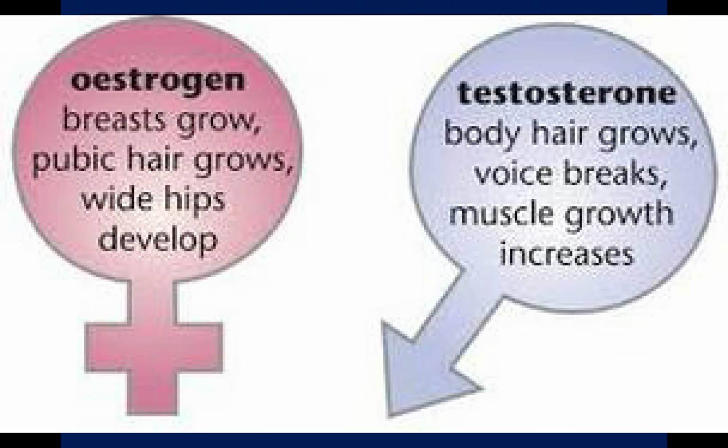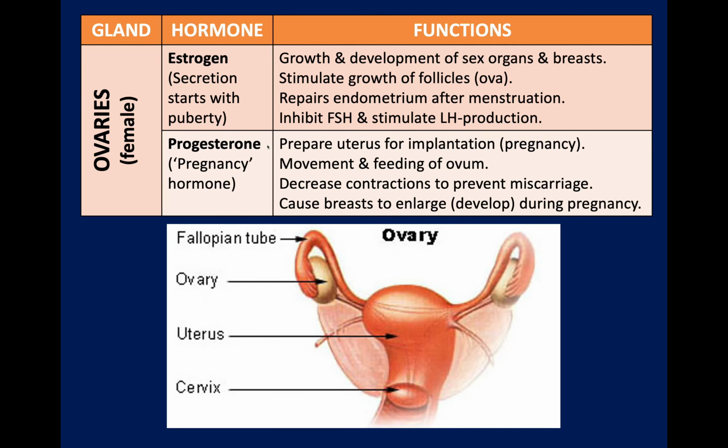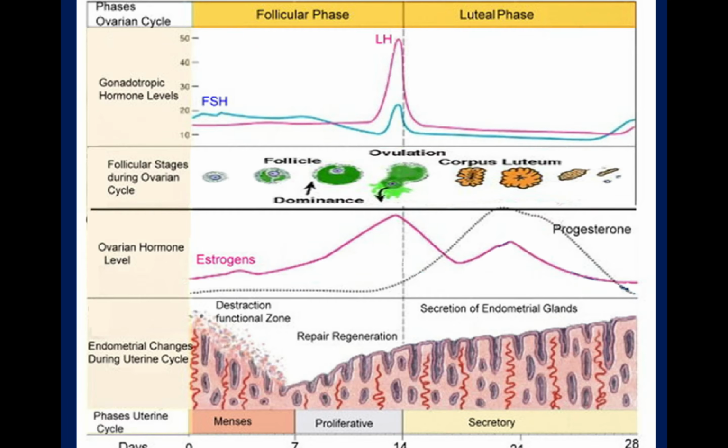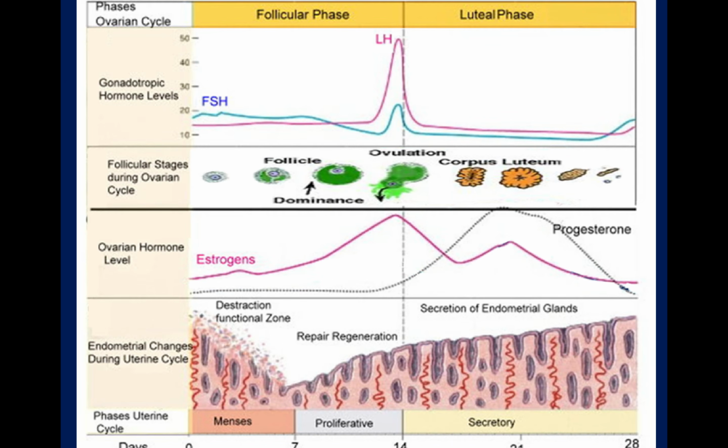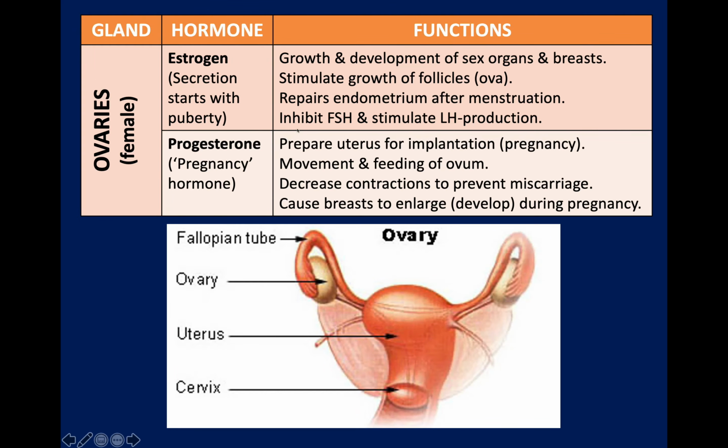Another important role played by the estrogen is that it's responsible for the thickening of the endometrium. What is the endometrium? The lining of the uterus, and the preparation of the uterus for implantation. It also inhibits the FSH production and stimulates LH production.